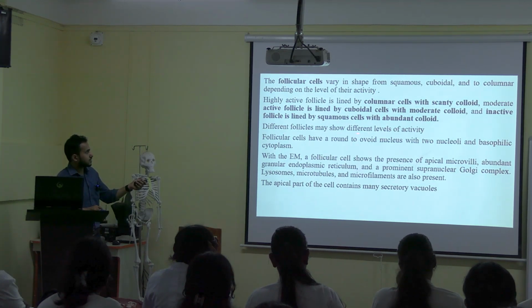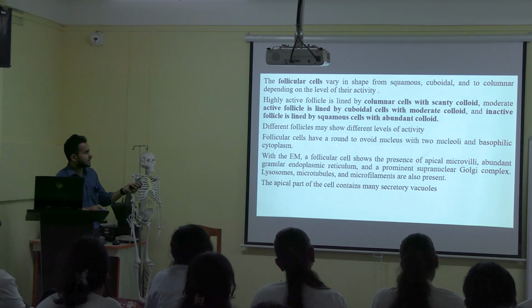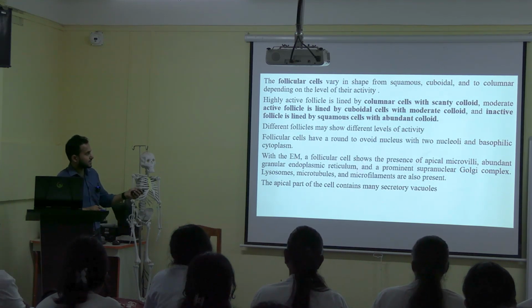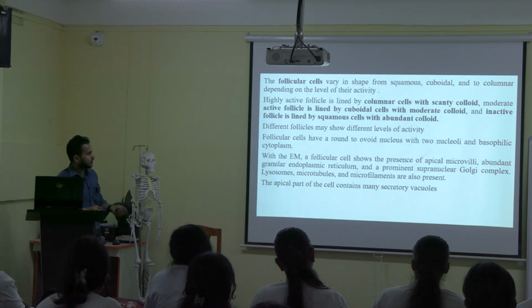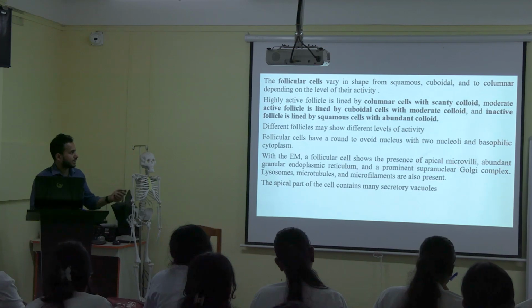Now different follicles show different levels of activity. First, follicular cells, already I have told you what is the shape of the follicular cells, basophilic cytoplasm. Now when you see the electron microscope structure, at that time follicular cells show the presence of apical microvilli, abundant granular ER, prominent supranuclear Golgi complex, microtubules, microfilaments. So these are seen under EM structure. Okay, mainly you will see the apical microvilli. Now the apical part of the cell contains many secretory vacuoles also.